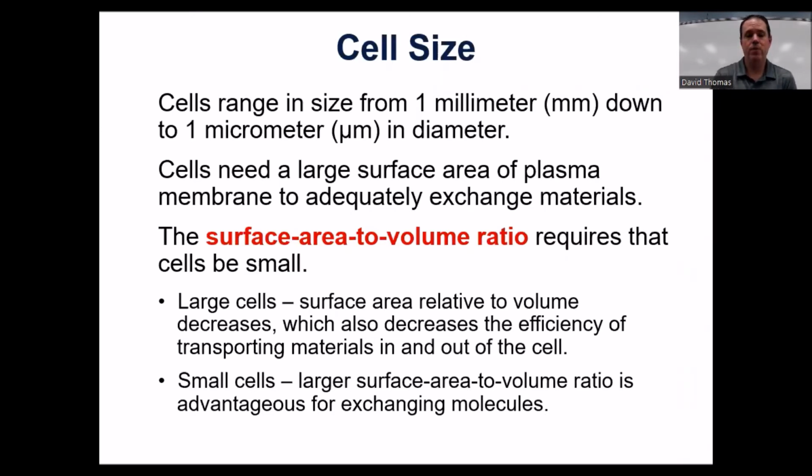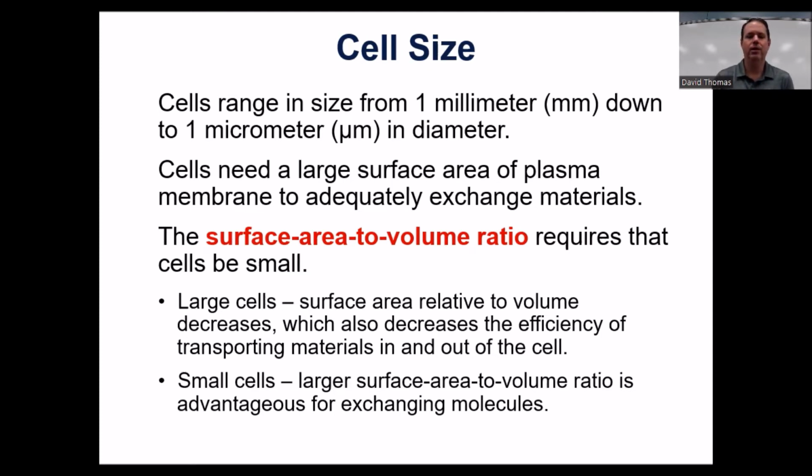Now, cell size is very important. Cells are very small, of course. They generally range in size, and this is the diameter listed here, from about 1 millimeter, which is still very small, down to about a micrometer or micron. That's 1/1,000,000th of a meter, so that's very, very small. Their size is very important because they have to have enough surface area exposed so that they can adequately transfer substances, chemicals, gases, whatever the case is, in and out of the cell.